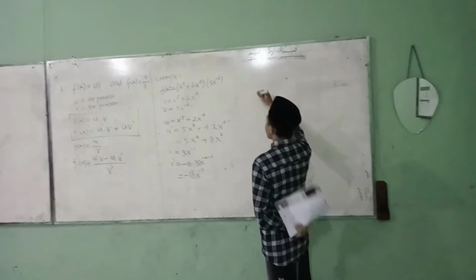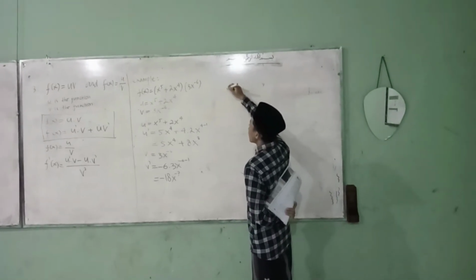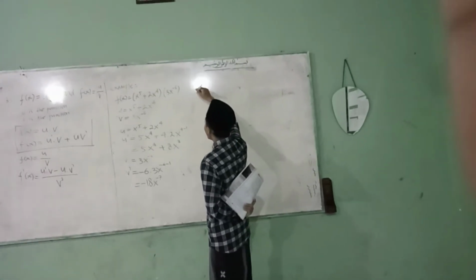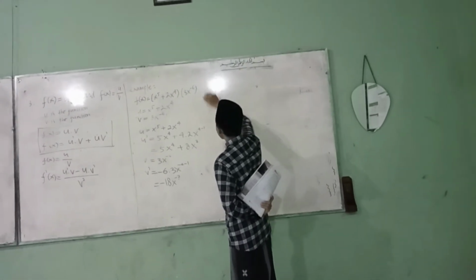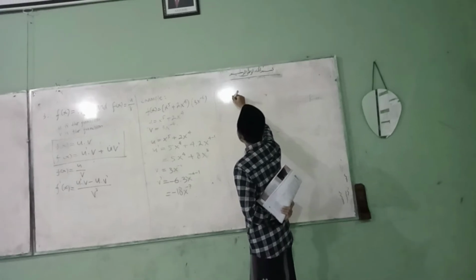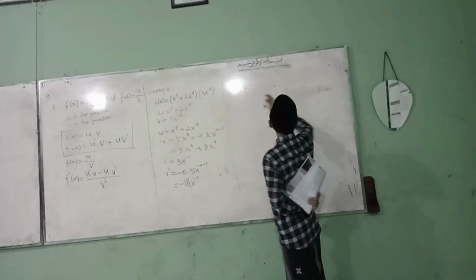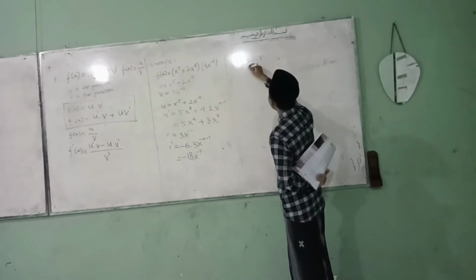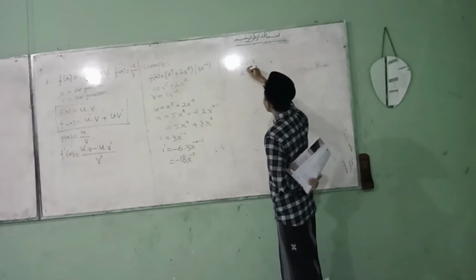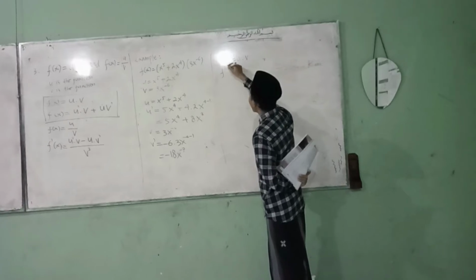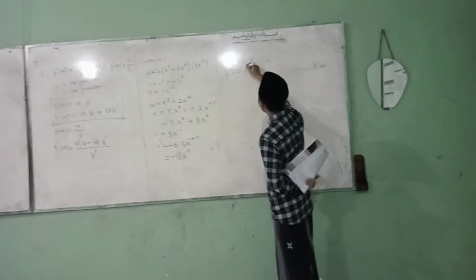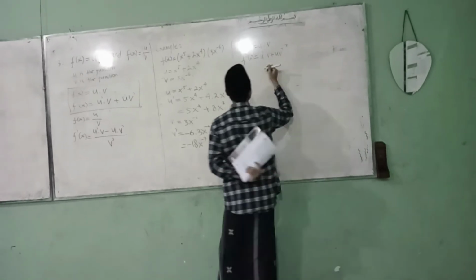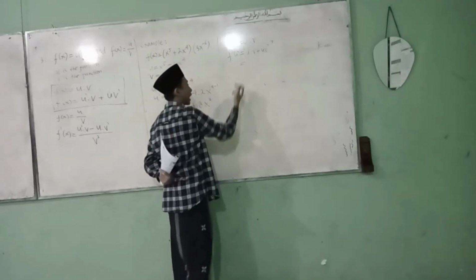We have this function u prime and v prime, and then we are going to substitute into this term. According to the theorem, if we have f of x is equal to u times v, then f prime of x is equal to u prime times v plus u times v prime. What is the u prime in here?